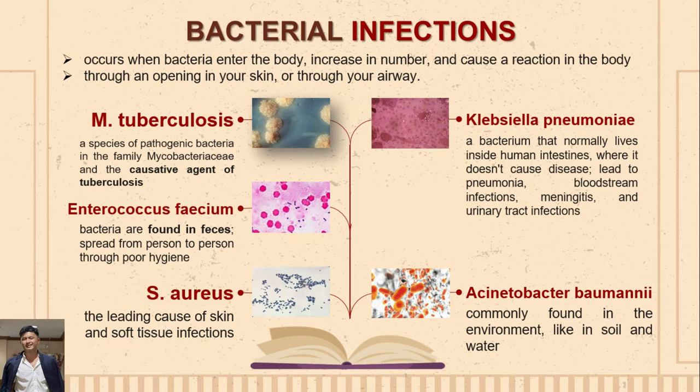And S. aureus, the leading cause of skin and soft tissue infections. And Klebsiella pneumoniae, a bacterium that normally lives inside human intestines where it doesn't cause disease. But if K. pneumoniae gets into other areas of the body, it can lead to a range of illnesses, including pneumonia, bloodstream infections, meningitis, and urinary tract infections.